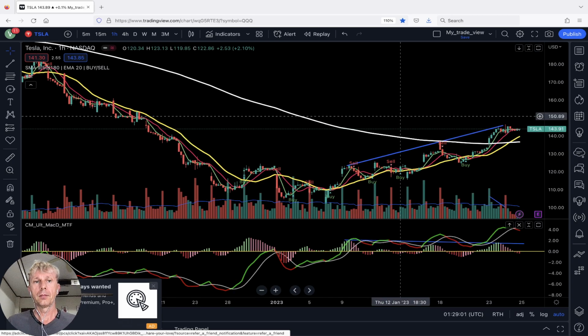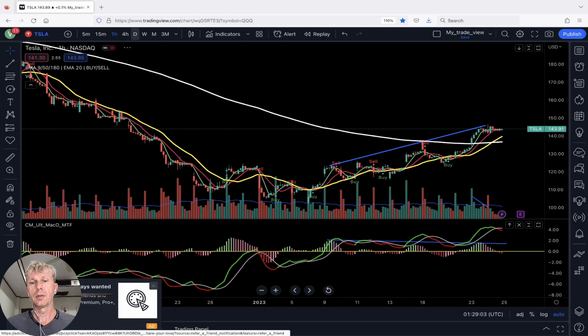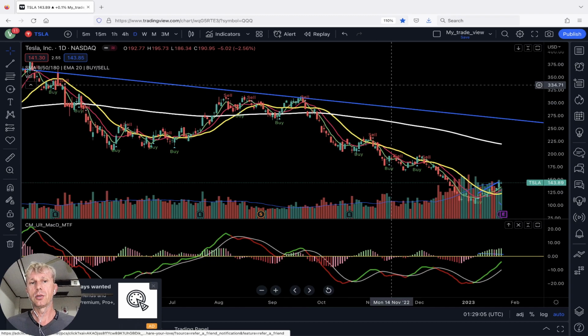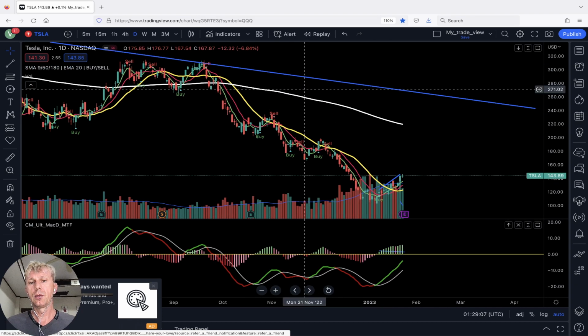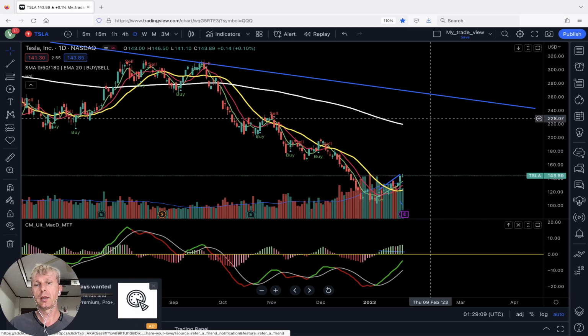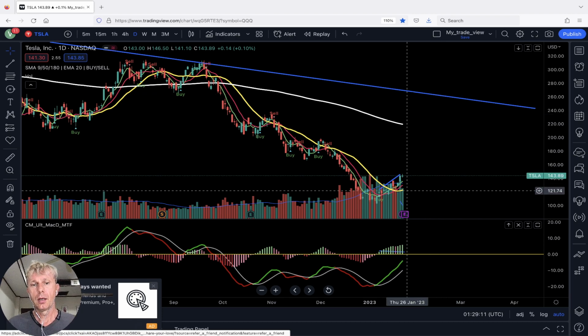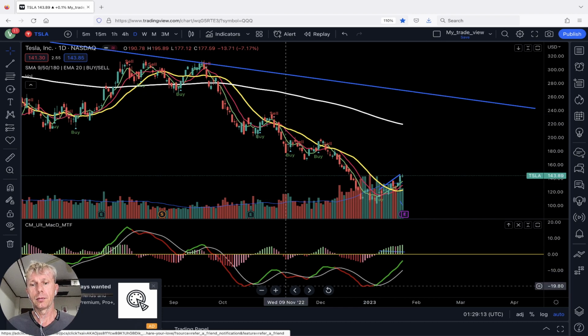Tesla. Let's move to the daily time frame. This is the major trend line. We are still below the major trend line, far away. Let me show you.